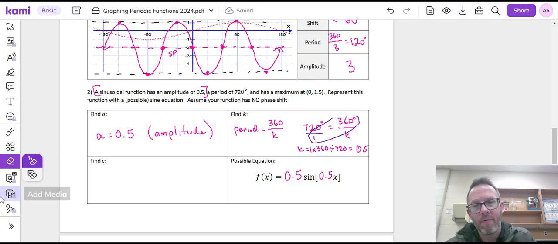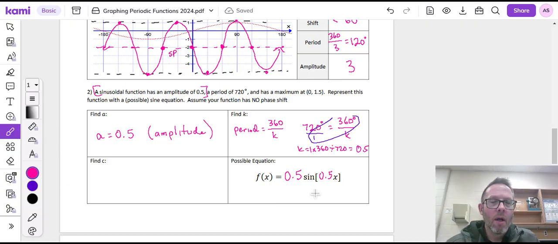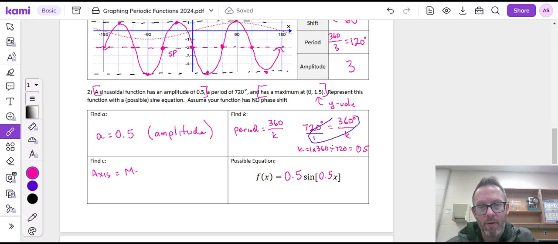And then how about our C value? The question tells us that we have a maximum at (0, 1.5). Remember, 1.5 is the y value. So we know the maximum y value of our function. We also know what the amplitude is. To find out where the axis is, we can take the maximum value and subtract the amplitude. The highest value minus the amplitude gets us back to the axis, and if we subtract the amplitude again, we get the minimum value.